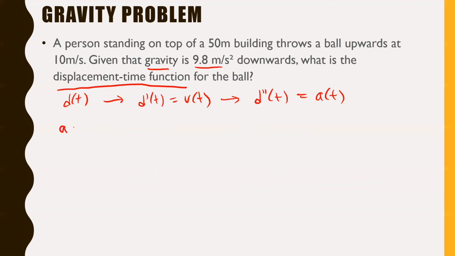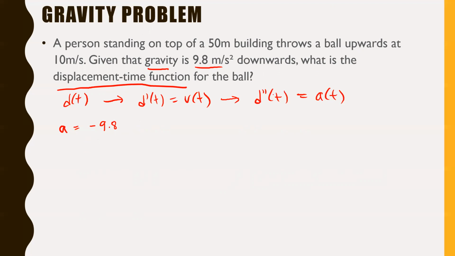We can say acceleration is equal to, well, it's 9.8 meters per second squared, but it's downward. So I'm going to call it negative 9.8. And I won't even put meters per second squared because we're dealing with this in calculus rather than in physics. So I don't really need units on my actual equations here.